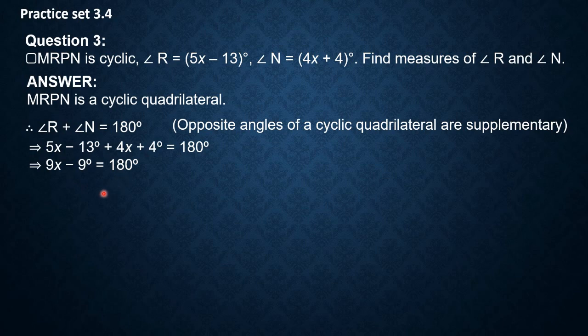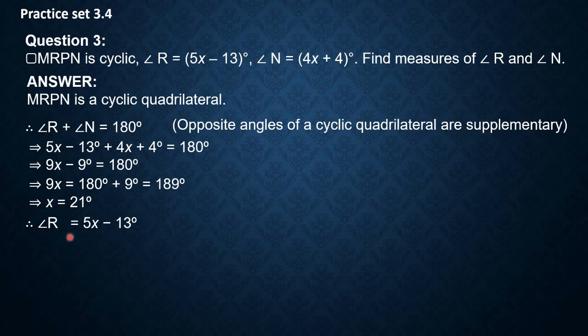We'll take the minus 9 to the other side, it will get added. So 9x is equal to 180 plus 9, which is 189 degrees. We'll take the 9 to the other side, it will get divided by 189. And 189 divided by 9 is 21. So x is equal to 21. We have not yet finished with the sum. We have just found the value of x. The next step is substituting the value of x in each of these angles, in angle R and in angle N.